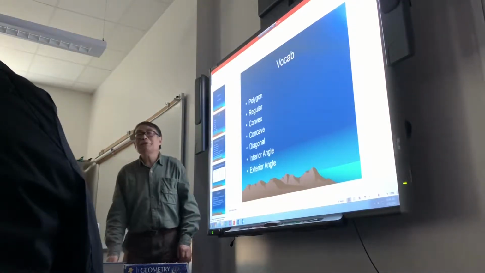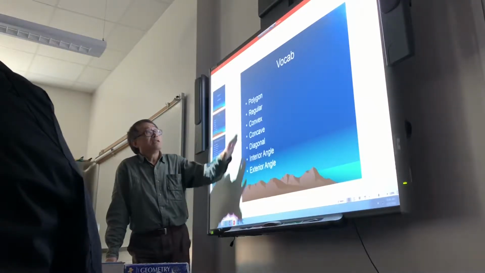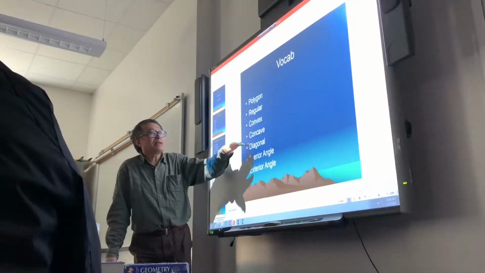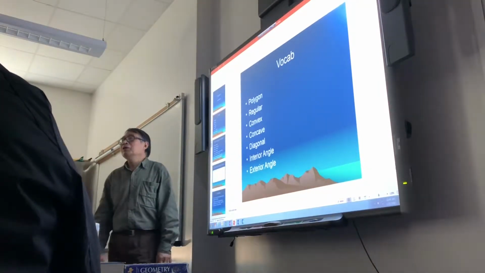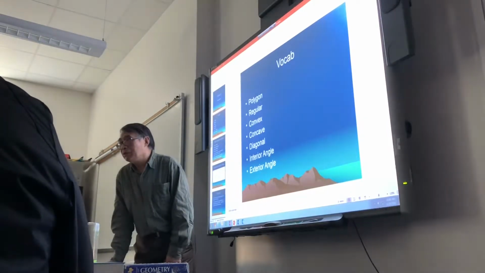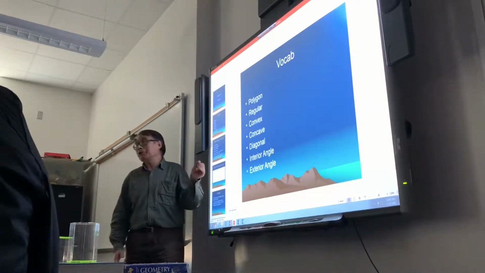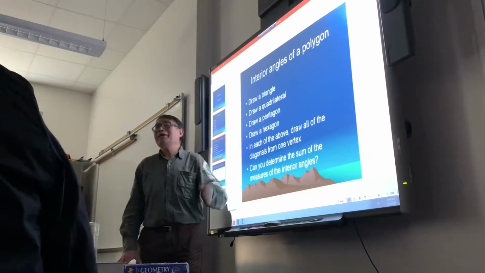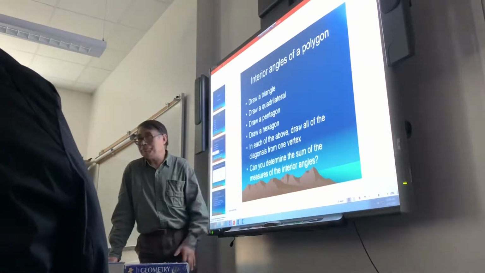What is a quadrilateral? We learned four sides, polygon. Polygon, regular or not regular, convex or concave, diagonal, interior angle, exterior angles. Those concepts we learned many, many days ago. I hope you understand. If you don't understand, interrupt me. Now, interior angles of a polygon. We learned something before. Today we go over again.